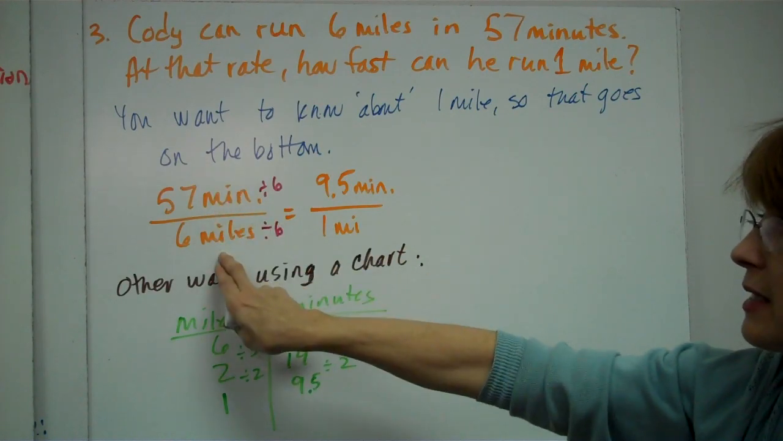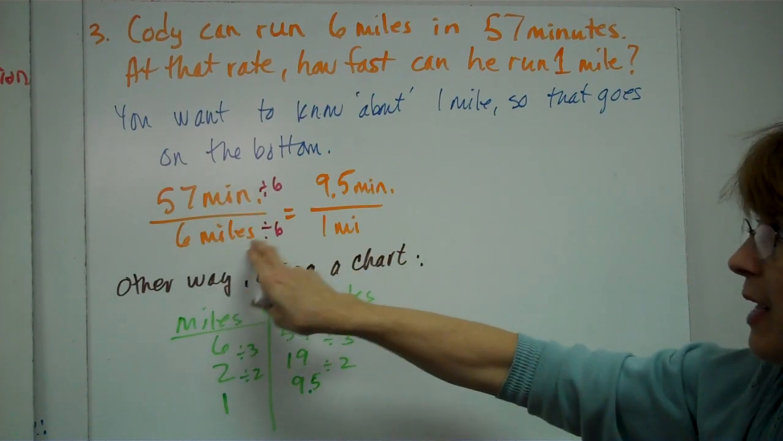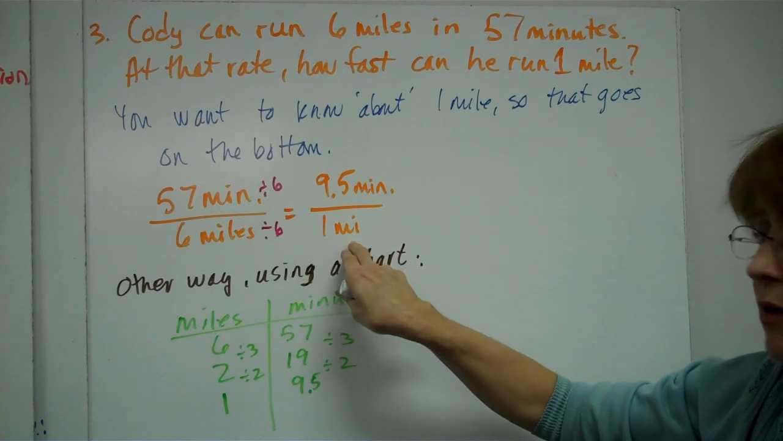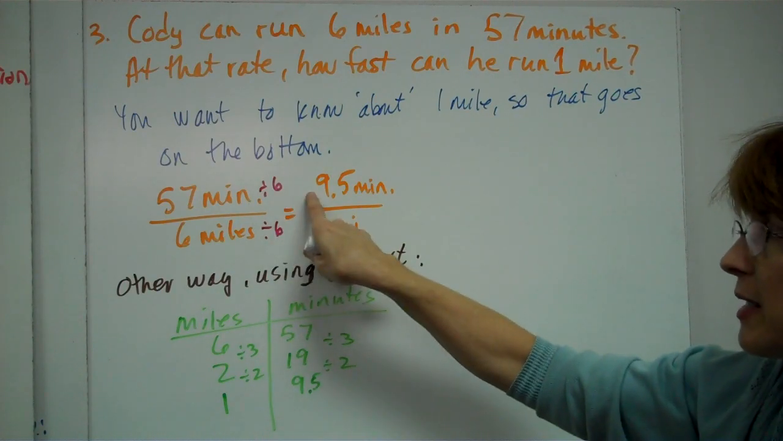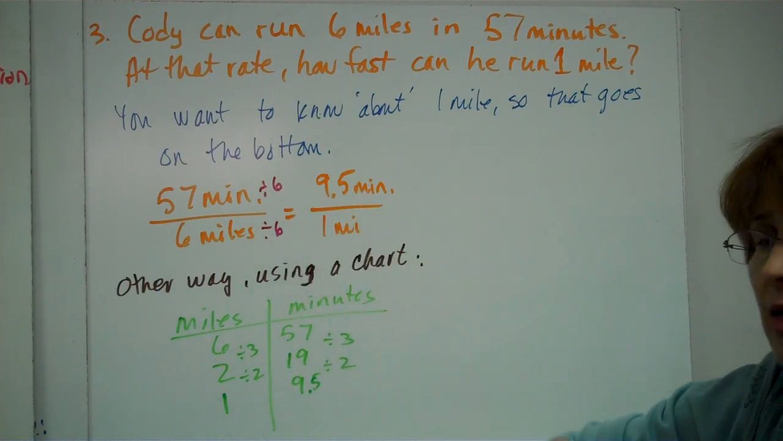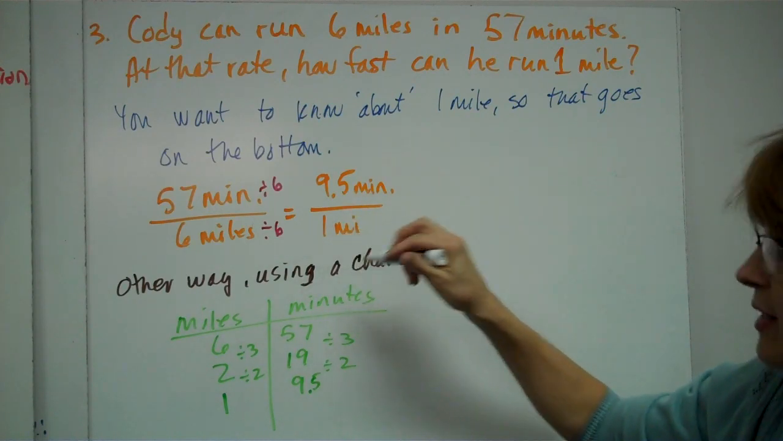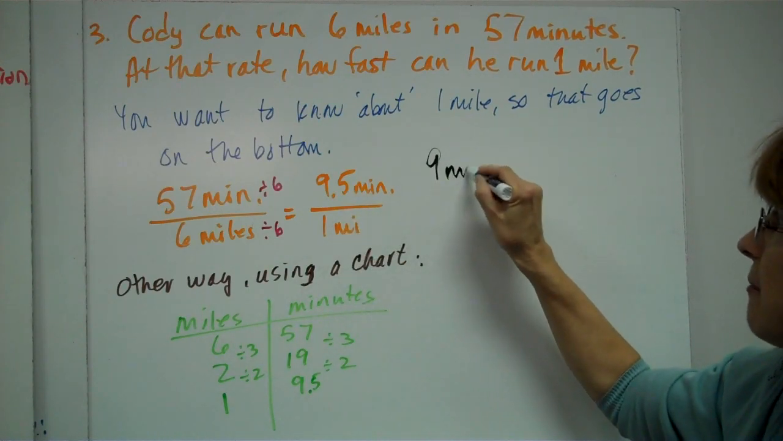So 57 minutes in 6 miles, make sure you label it. And you want to know how much it's going to equal in 1 mile. Well, you divide each by 6. When you divide it by 6, it's 9.5 minutes, which, by the way, means 9 minutes.